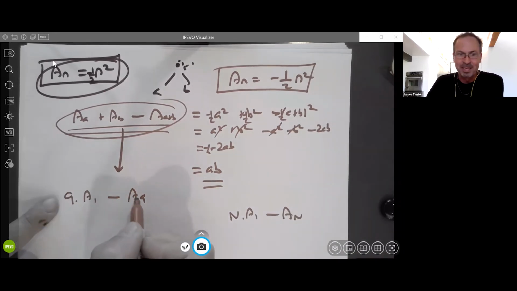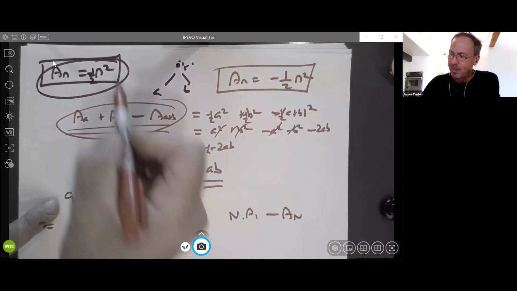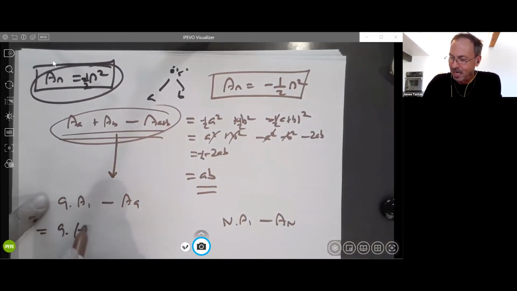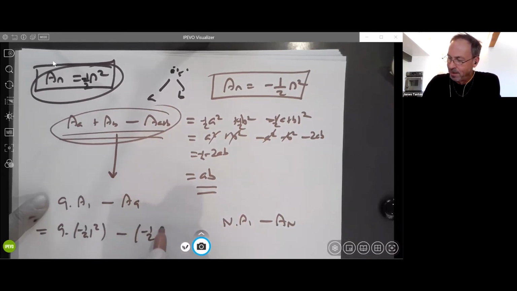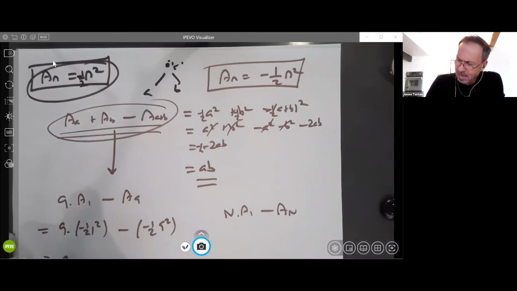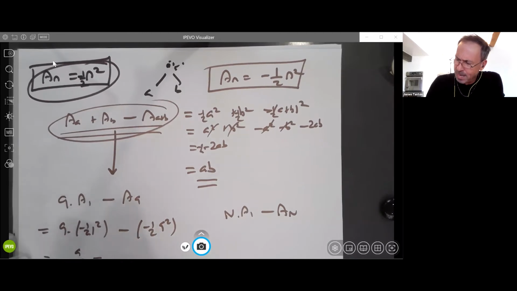And for us, what is that? Let's work it out. If I'm doing the sequence negative half the square numbers, I'll get 9 times negative a half of 1 squared, minus negative a half of 9 squared. Ooh, that's kind of weird. What is that? So I get negative 9 over 2 plus 9 squared over 2.